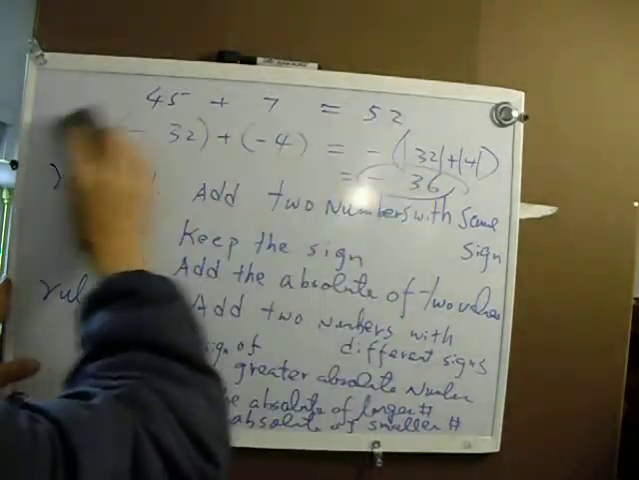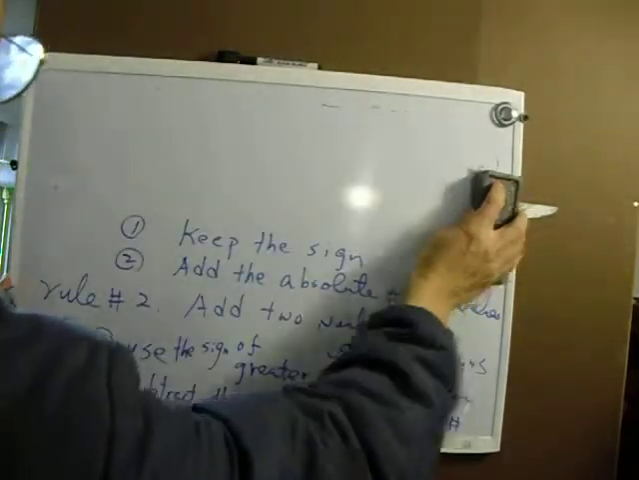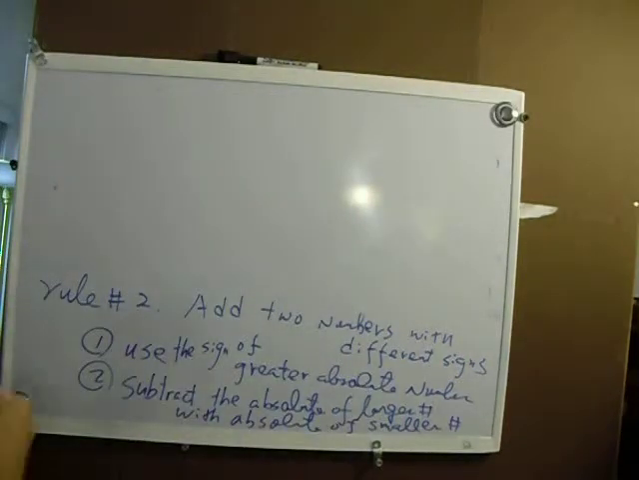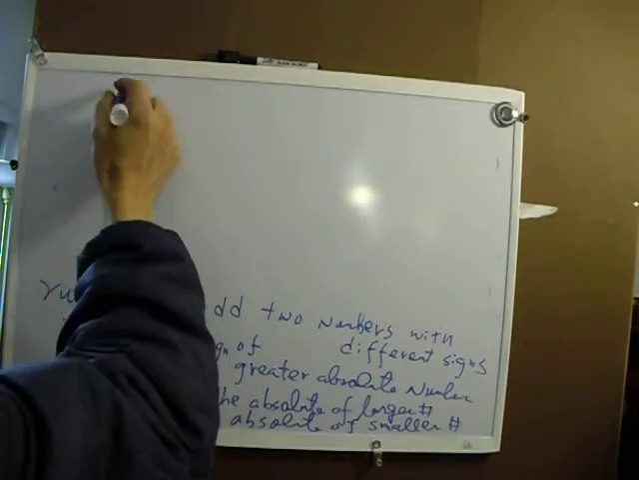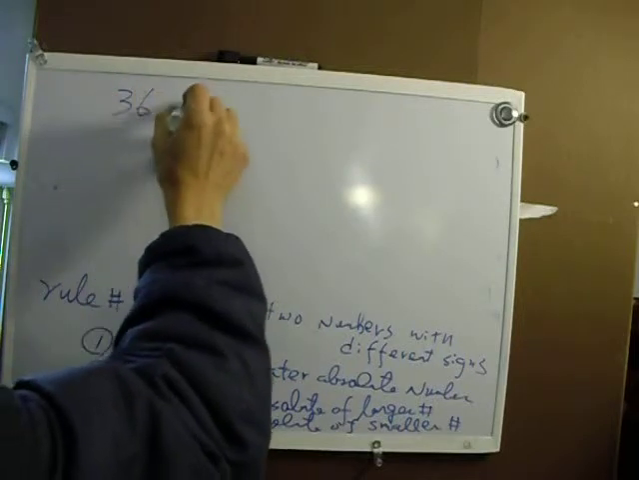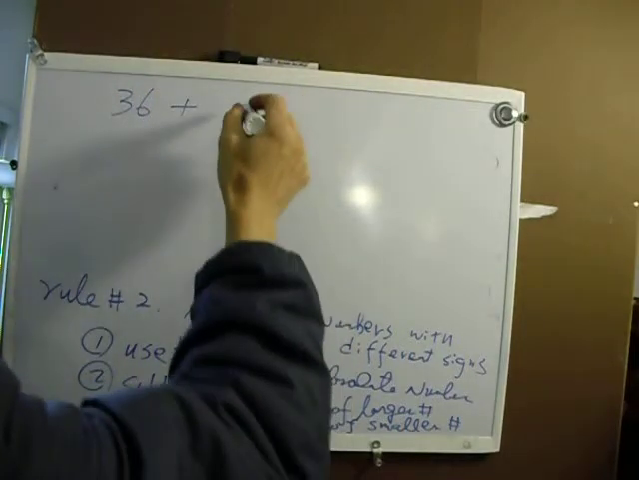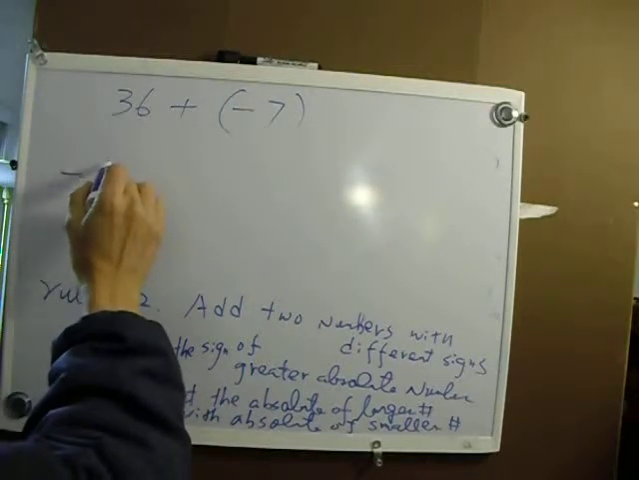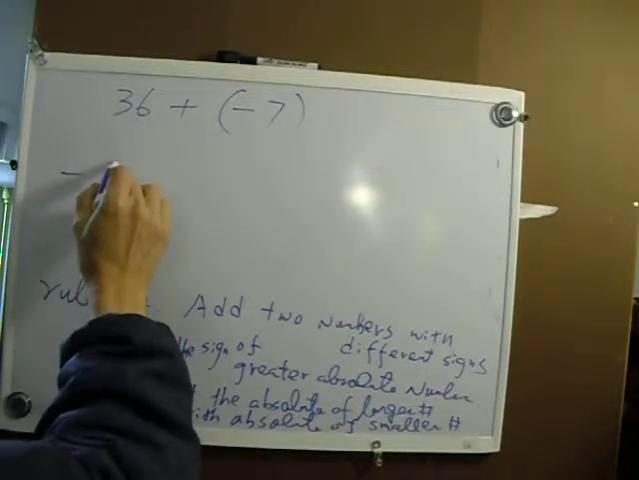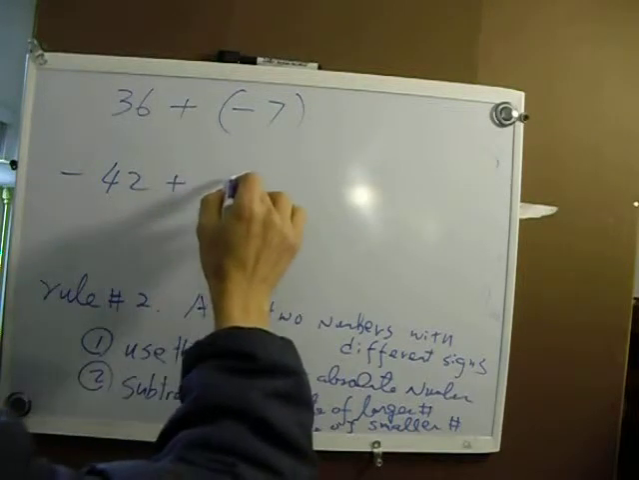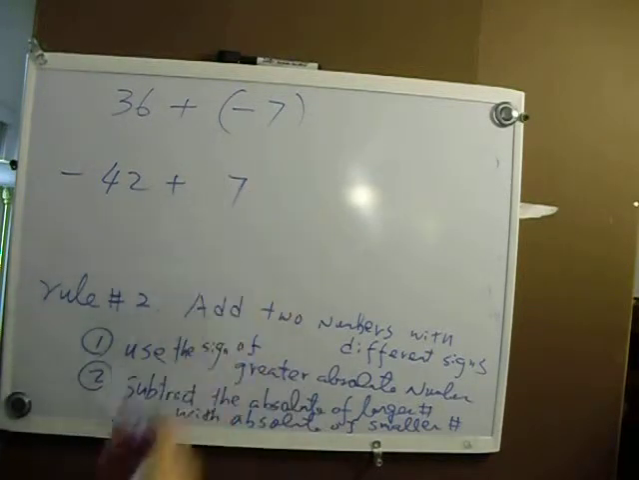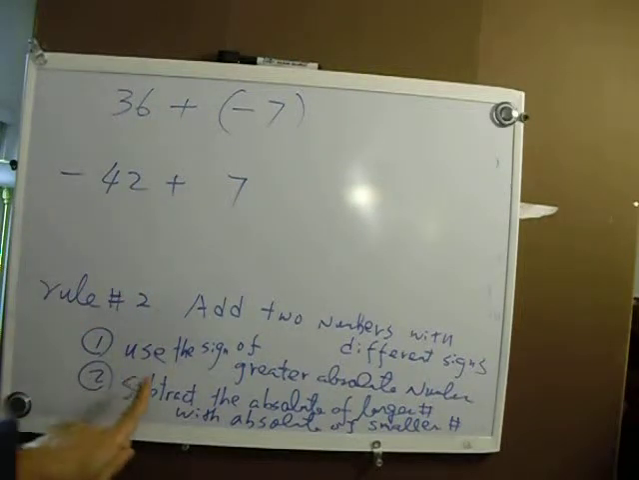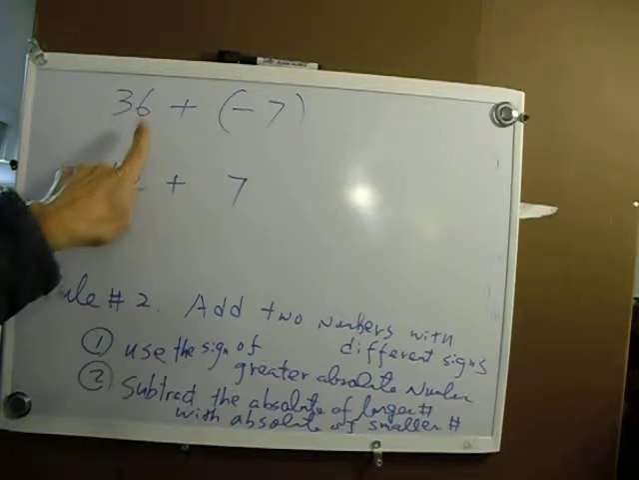We need to make an example here. Two numbers with different signs. You could have the first number positive and the second number negative. Or it could be the first number negative and the second number positive, like this. So this is with different signs. In these two cases, use the sign of the greater absolute value.